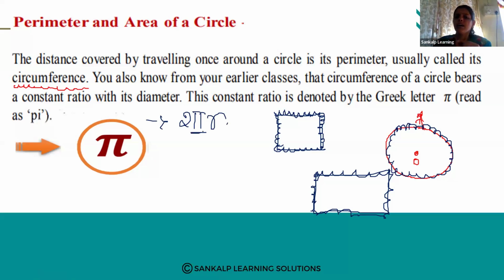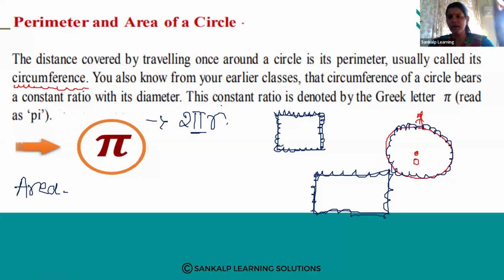Next, what do you mean by area? This is area, perimeter and area of a circle. So perimeter is 2 pi r. Perimeter means outer boundary. What do you mean by area? Yes, my dear students, what do you mean by area?